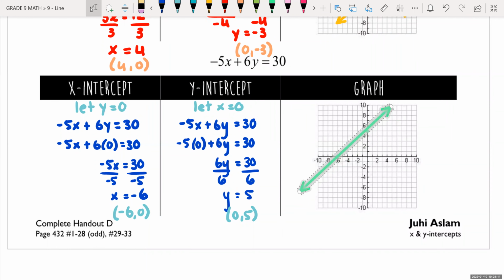All right, and then our equation, I'm just going to label it with whatever we had at the top. So it's going to be negative 5x plus 6y is equal to 30. Why is the y-intercept saying let x equal to 0? Because that's the rule. To figure out the y-intercept, you let x equal to 0. To figure out the x-intercept, you let y equal to 0. That's how you get 2 points that are on the x-axis and the y-axis.